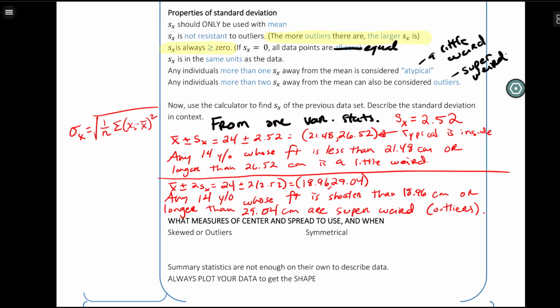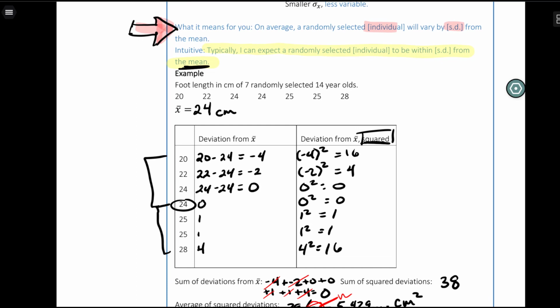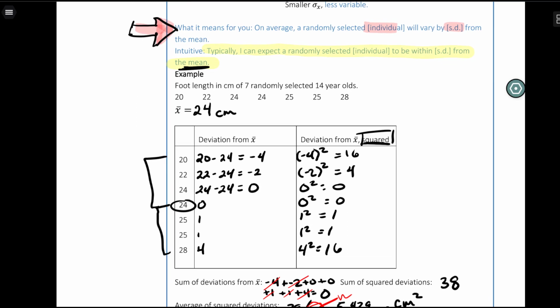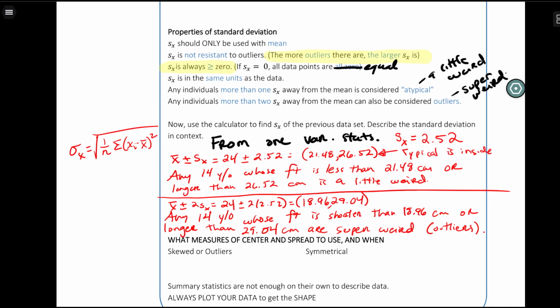So, do we have any outliers? Do we have any individuals whose feet are less than 19 centimeters? No. And we don't have any individuals whose feet are longer than 28 centimeters. So we have no outliers in this case, but standard deviation gives us that barometer of weirdness. It gives us an interval of what we should typically expect to see. If we happen to see an individual that falls outside of that expectation, we'd be like, whoa, that person's a little bit weird.